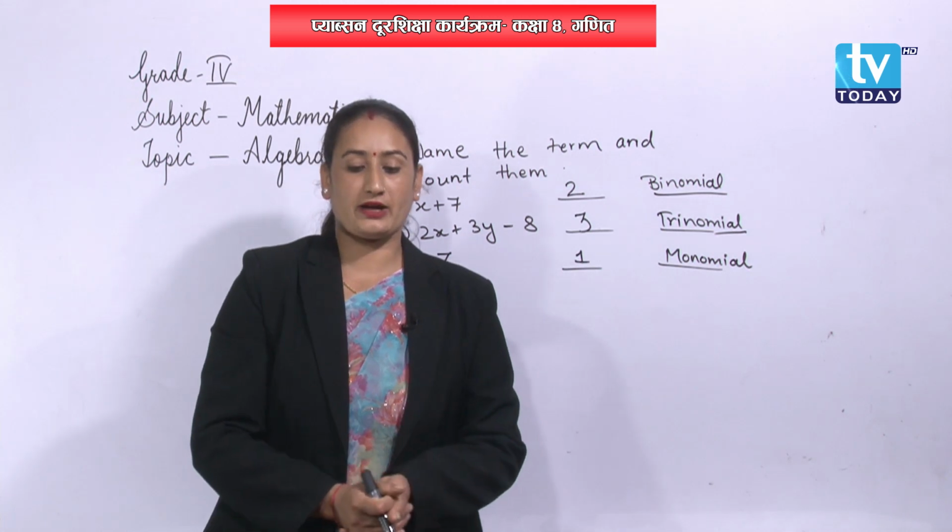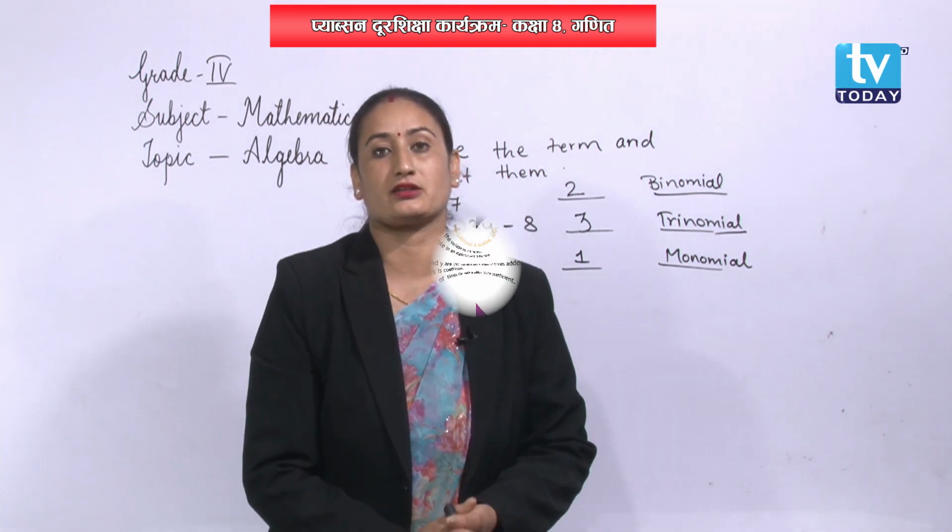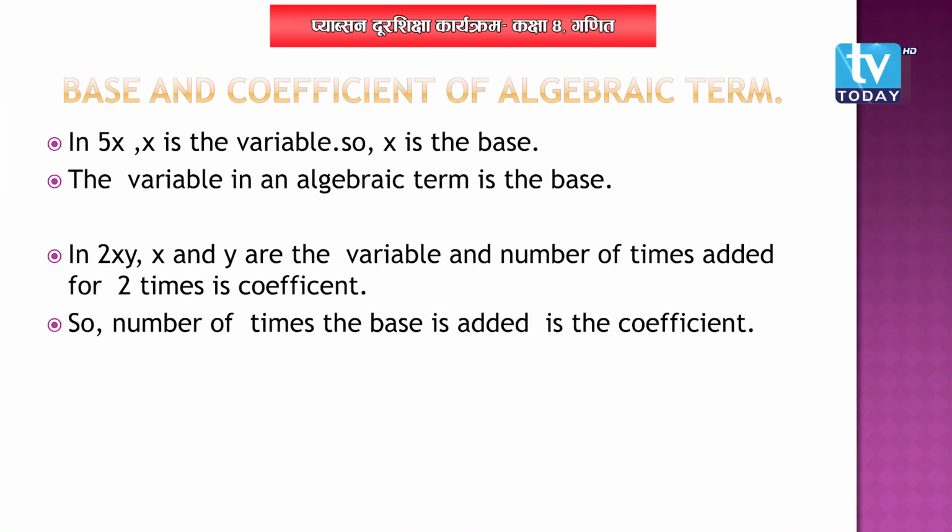We are going to have a look at the base and coefficient of the algebraic term. Which one we call a base and which we call a coefficient. Let's have a look. Before that, you must know what is base and what is coefficient. Base means the variable in an algebraic term is the base. Or the number of times the base is added is the coefficient.